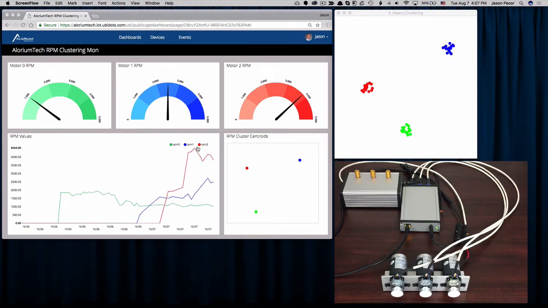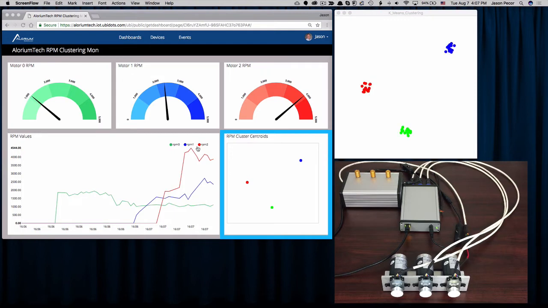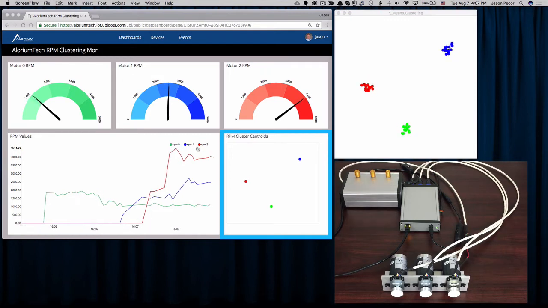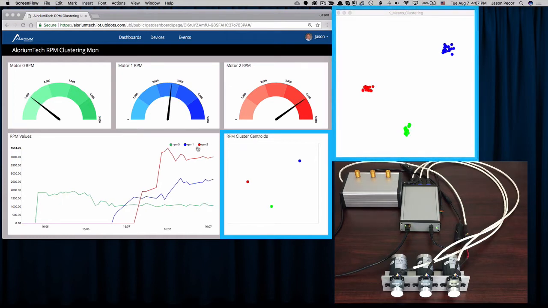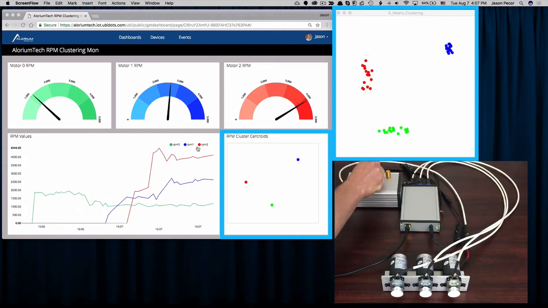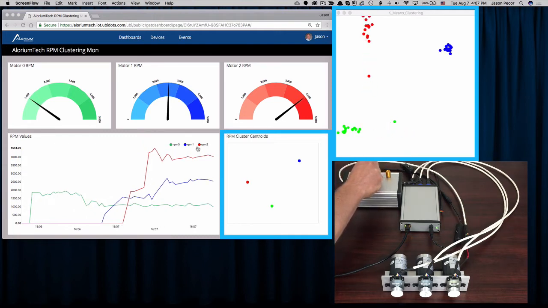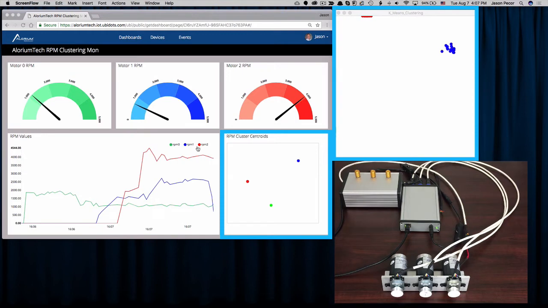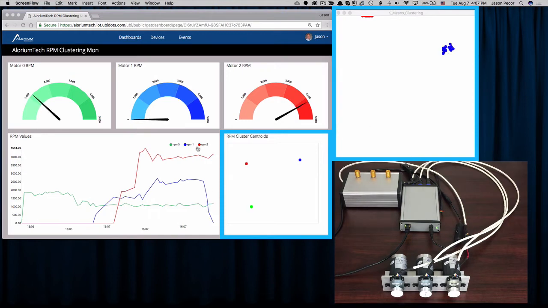What's going on in the bottom right-hand corner of the Ubidots platform is that it represents the center points, or the centroids, of the data clusters that you see in the graph up and to the right of that. You can see these data points jumping around, and as I change RPMs, those slide around. We're going to talk a little more about what's going on here and how that's related to what's showing up on the dashboard.